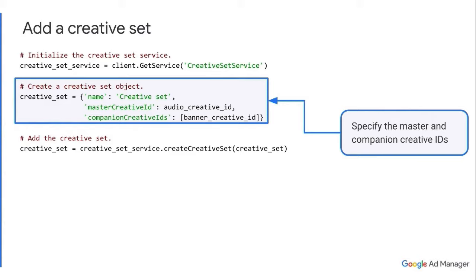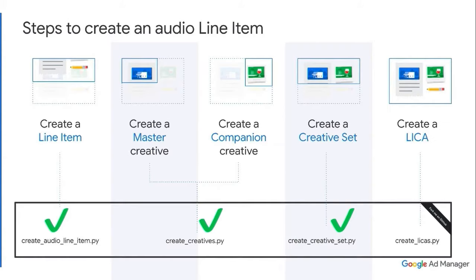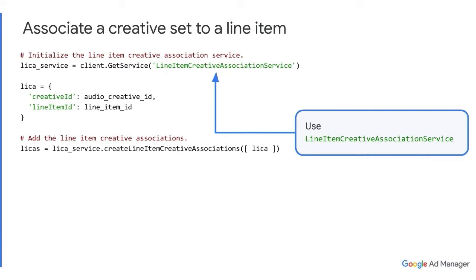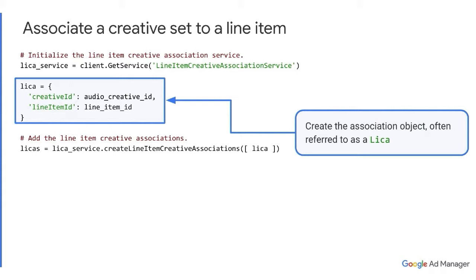Then I pass the creative set object to the create creative set function for saving the creative set on Ad Manager servers. If it's successful, the server will return the creative set object with its ID. Using the line item and the audio creative, I can make an association between these two entities. I initialized the line item creative association service for creating this association. I passed the audio creative ID and the line item ID from the previous steps to create a LICA object. Then I pass the object to the create creative associations function to save it on Ad Manager servers.